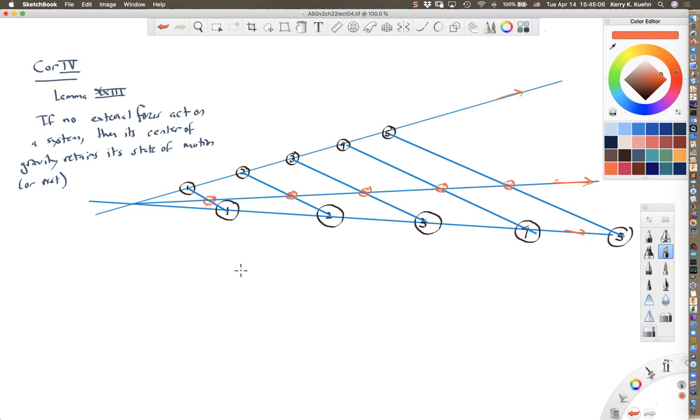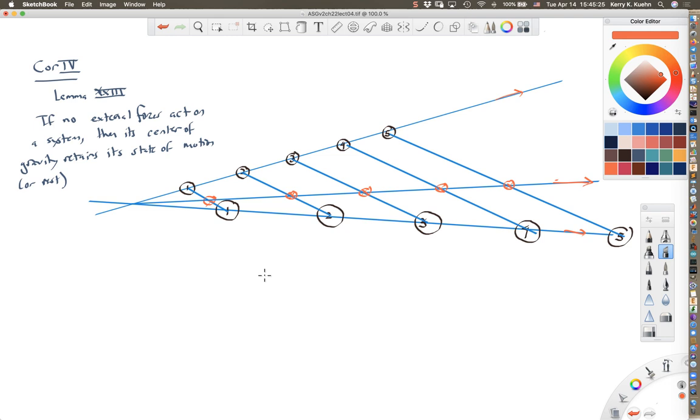And you will always find that the center of gravity of 2, 3, 4, 5, 100, 1,000, or n objects always moves in a straight line at a constant speed, provided there are no external forces acting on this system of bodies.